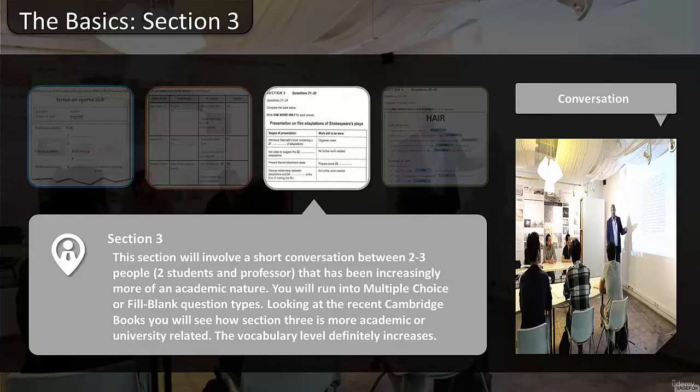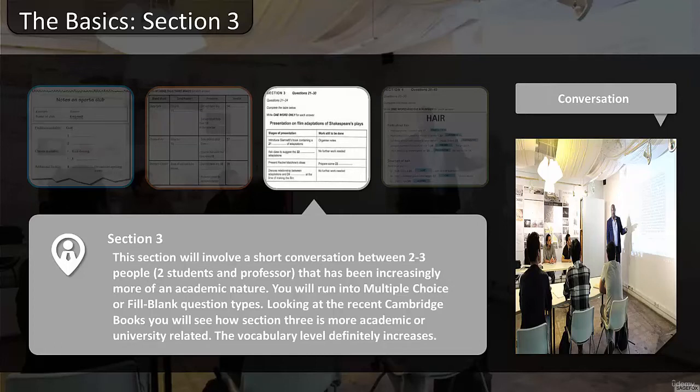In section number 1, they're using a lot of basic level vocabulary. Section number 2, I would say, is probably more lower intermediate. When we get to section number 3, now we're talking about intermediate to upper intermediate type of vocabulary. So that's how they make it more difficult.